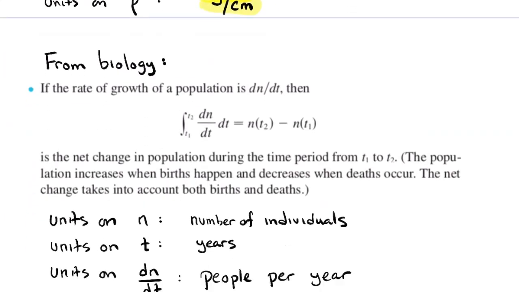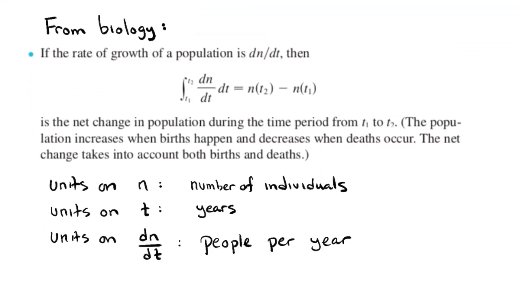Cool. Let's look at one for the biologists. We talked about this in the past, that rates of change in biology are usually called growth rates. So the growth rate of a population, dn dt.